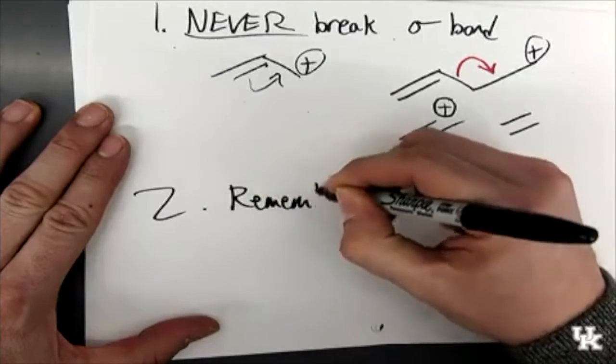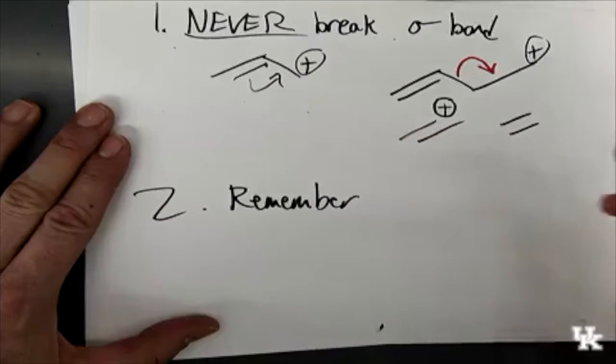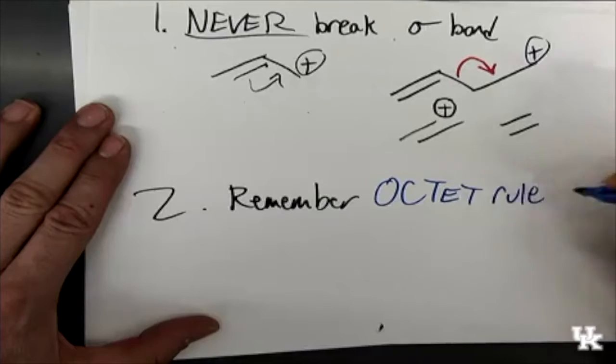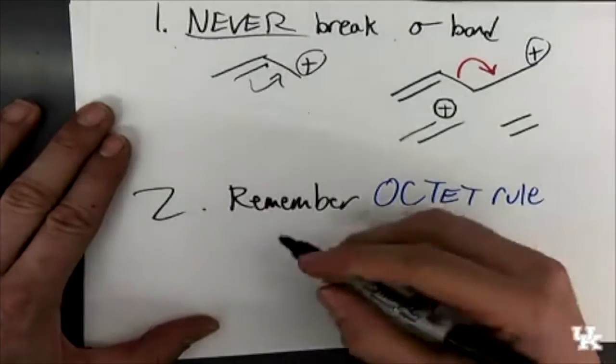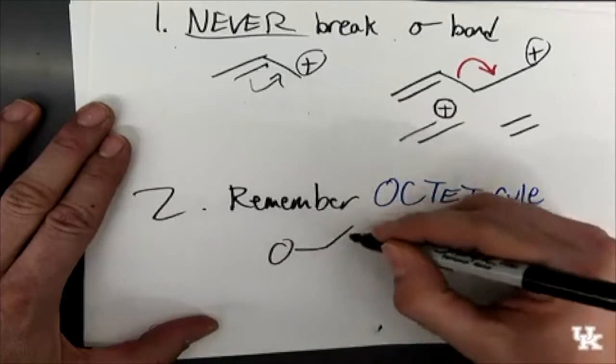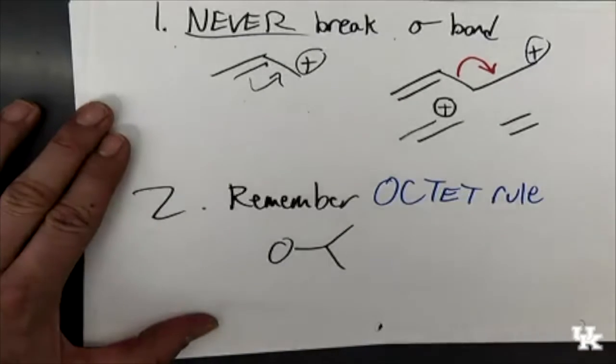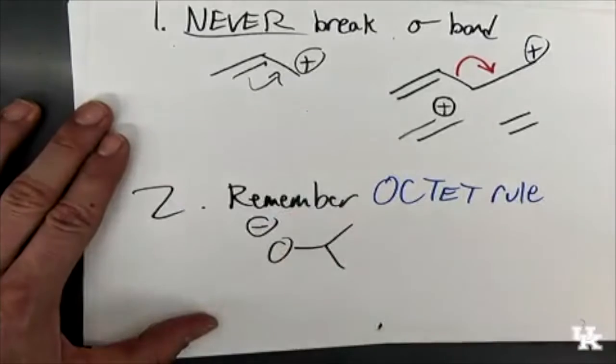Remember the octet rule. For instance, let's say you have this molecule. Oh, there's a negative charge here. So now you have all the information.